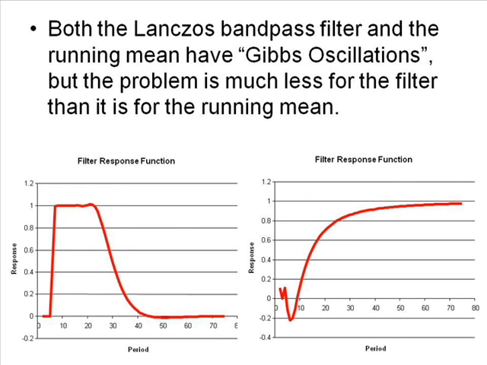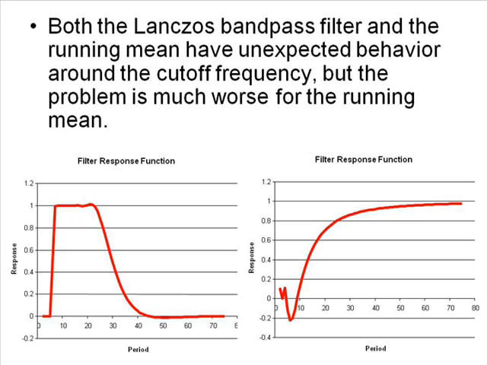If I set this frequency response function next to an example of a Lanczos frequency response function, you can see that they do have what are called Gibbs oscillations, these little wiggles near the cutoff frequencies, but clearly the problem is much worse for the running mean. They have unexpected behaviors near the cutoff frequencies, but the one for the running mean is near 0.